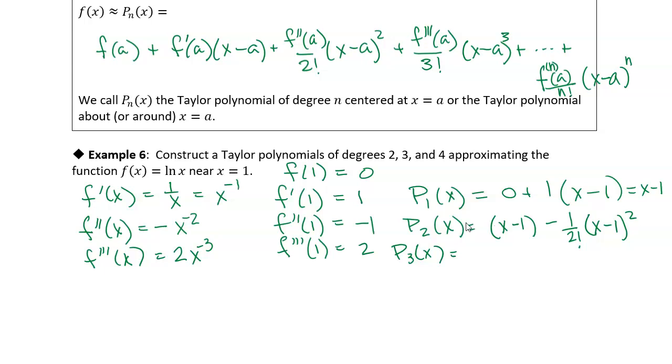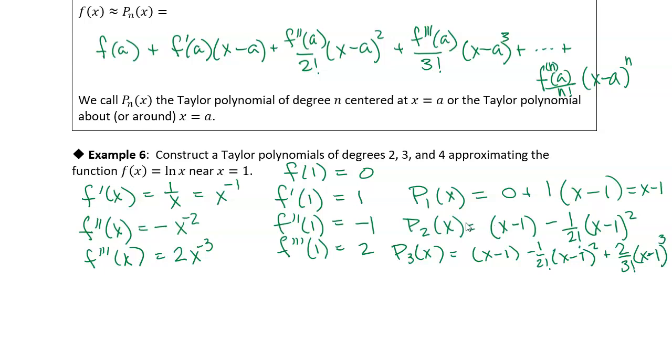So you have x minus 1. Maybe I should write this a little bit. Well, maybe I can squeeze it in here. Minus 1 over 2 factorial times x minus 1 squared. And then we're going to have the third order term, which is going to be a plus 2, because that's the third derivative at 1, over 3 factorial, x minus 1 cubed. All right, kind of squeezing that in there.